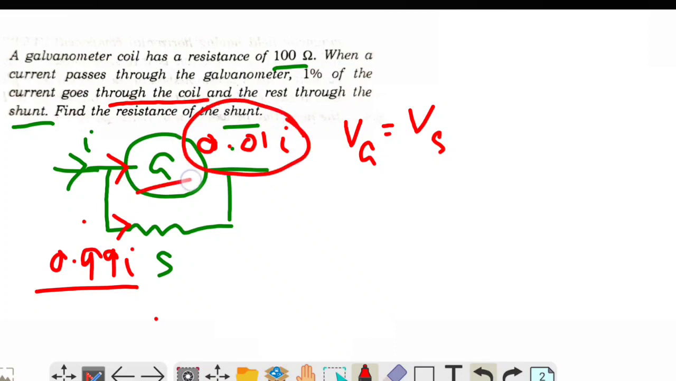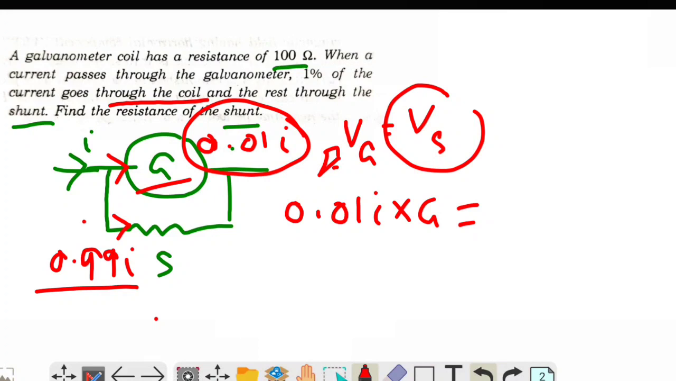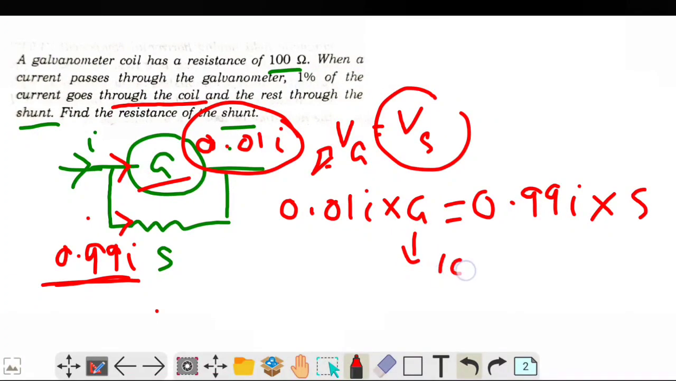What is the galvanometer resistance? G. So the voltage drop across the galvanometer will be 0.01 I, the current, times the galvanometer resistance. This is equal to the voltage drop across the shunt. What is the voltage drop across the shunt? Current flowing through the shunt is 0.99 I, multiplied by the shunt resistance. Now in this question the galvanometer resistance is already given. Galvanometer resistance is 100 ohm. So this I gets cancelled. So 0.01 times 100, that is equal to 1.